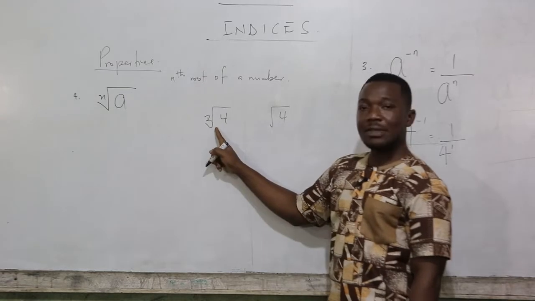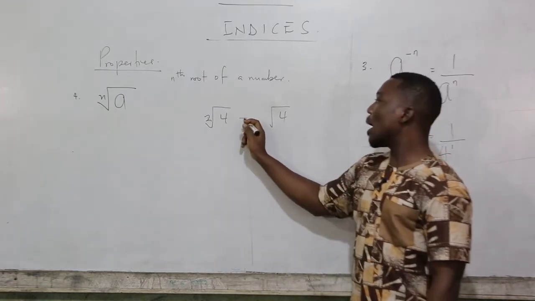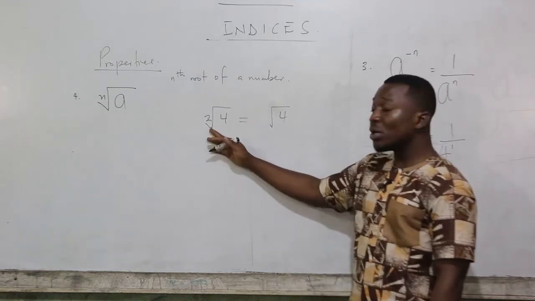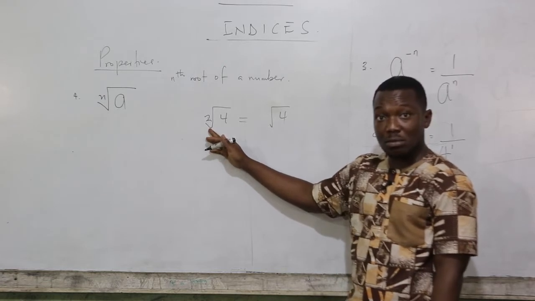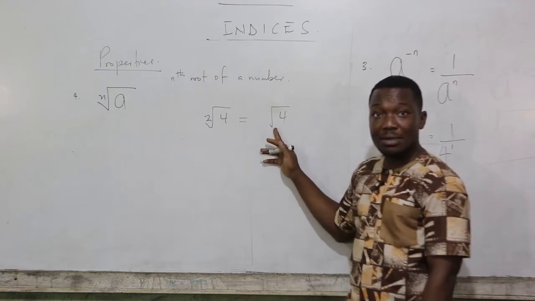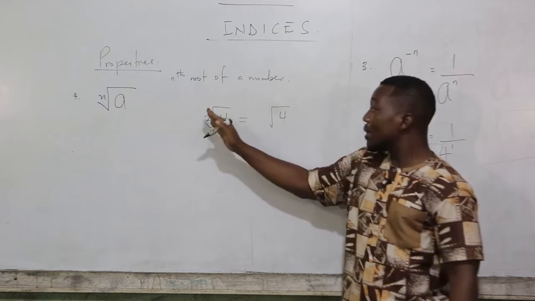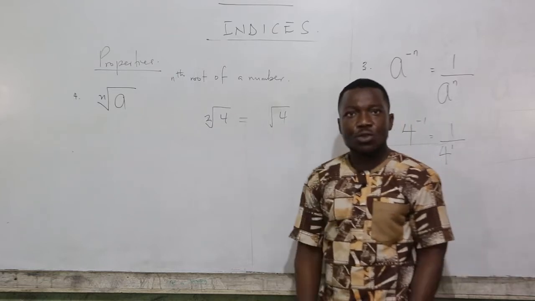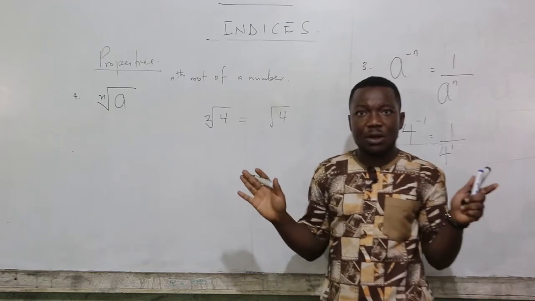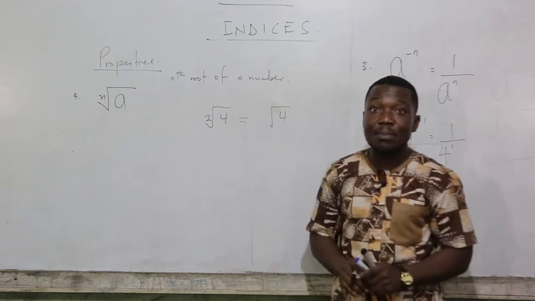So this and this are equal. The 2 here means it's a square root. They don't write it, but there's a 2 there. So this is a simple way to write it. These two are the same. So if it's not a square root and it's a different root, the number should clearly be written.